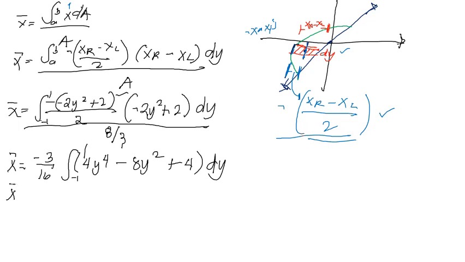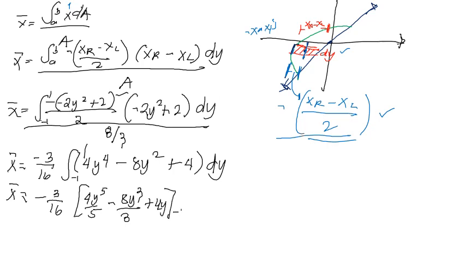So we have x bar is equal to negative 3 all over 16, right? Then let's try to evaluate this. 4y to the fifth all over 5 minus 8y to the cube all over 3 plus 4y from negative 1 to 1. Let's substitute the values. We have x bar is equal to negative 3 all over 16. Our upper value is 1, so we substitute it into our equation.